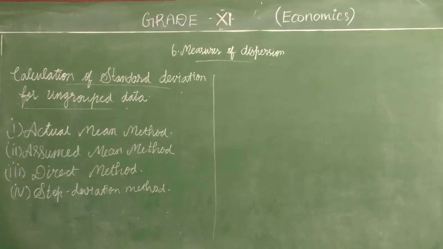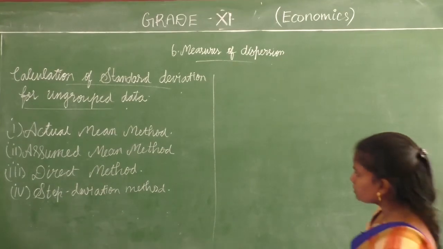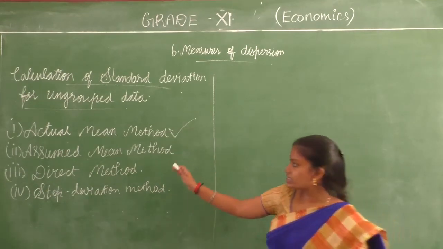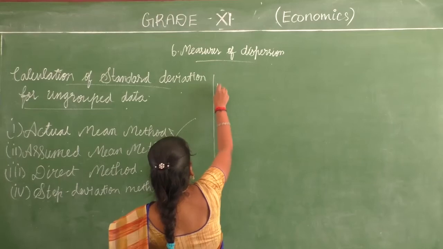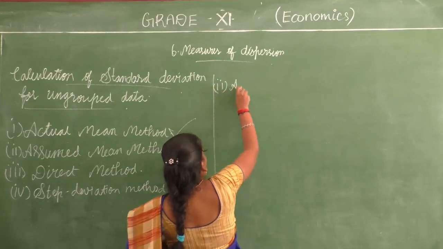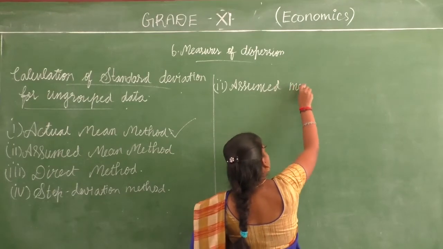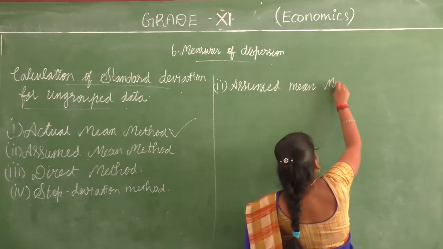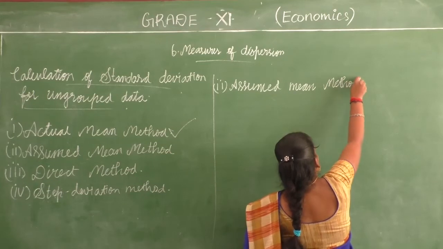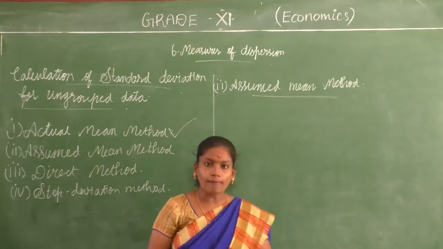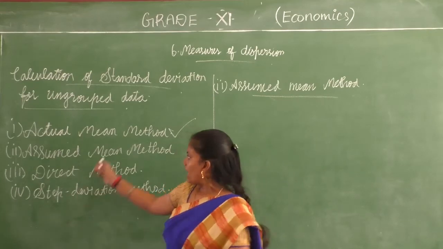In the previous class, we discussed the actual mean method. Now we are moving on to discuss the assumed mean method, which is the second method. We are going to use the same problem that we used for the actual mean method.